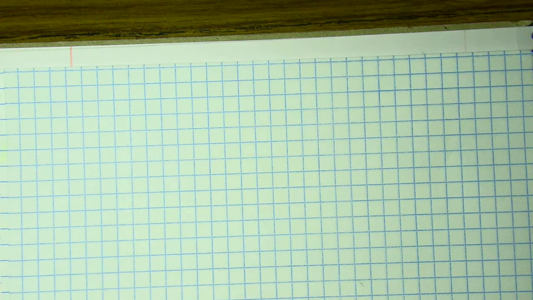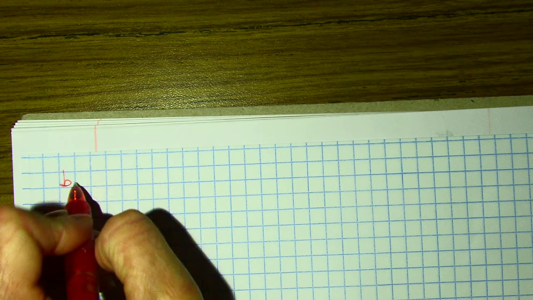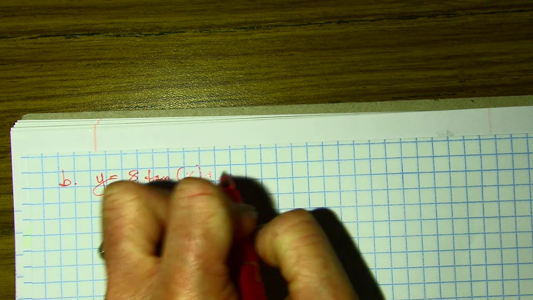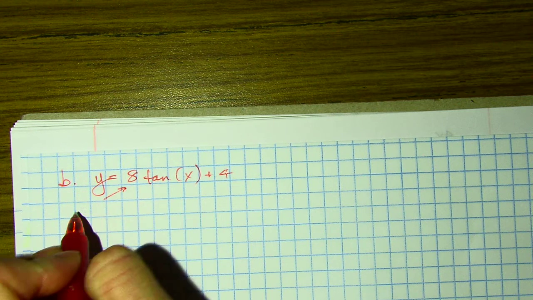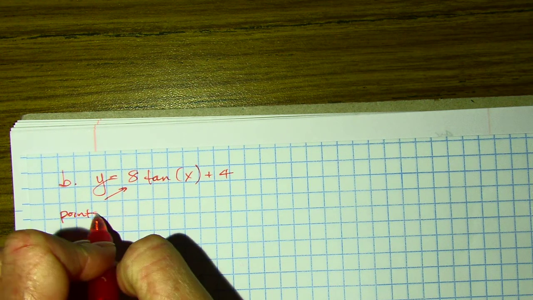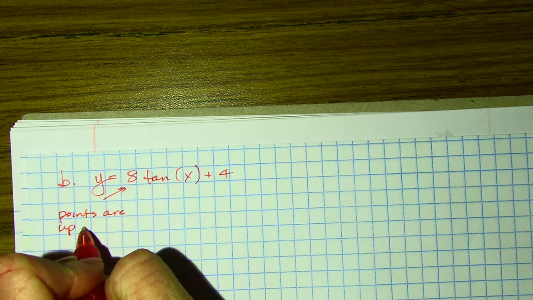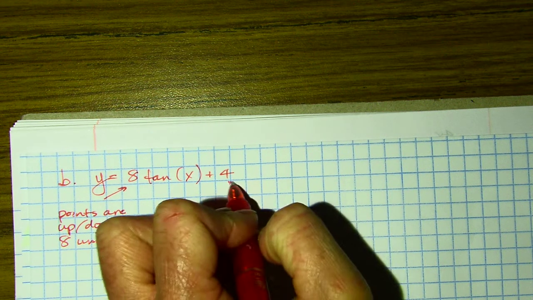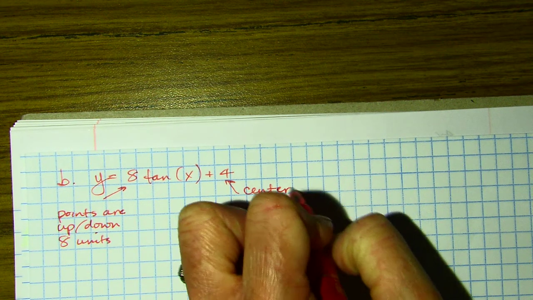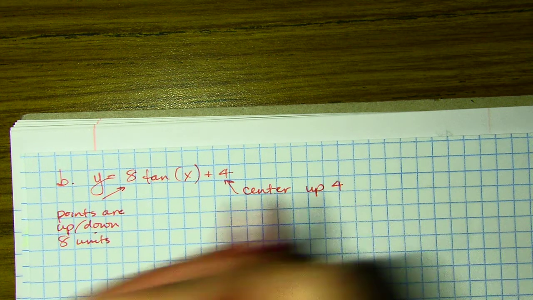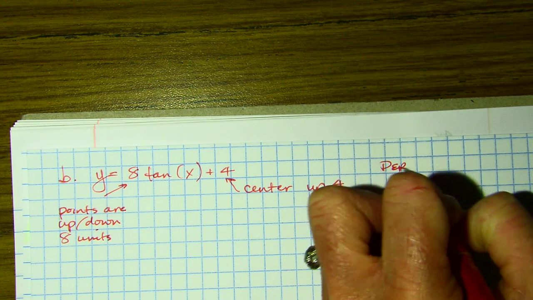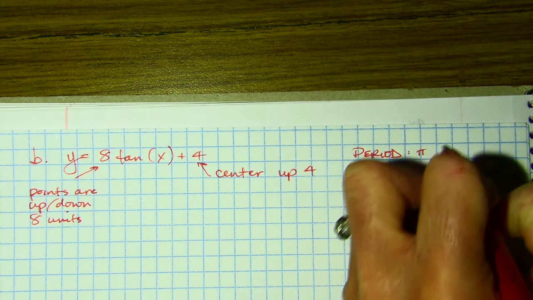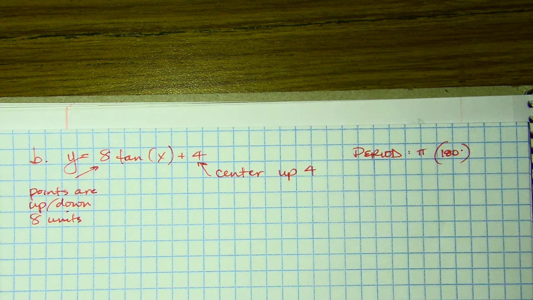So part B, they'd like us to graph y equals 8 times the tangent of x plus 4. So this increases our points, right? Our points are up and down 8 units. This plus 4 means that our center was shifted up 4. But our period hasn't changed. So our period, because there's nothing inside here next to x, is still pi or 180 degrees.